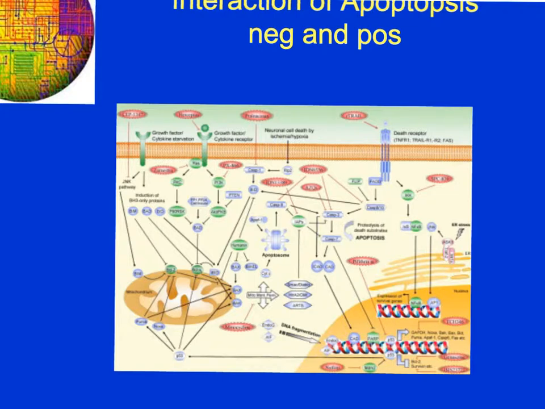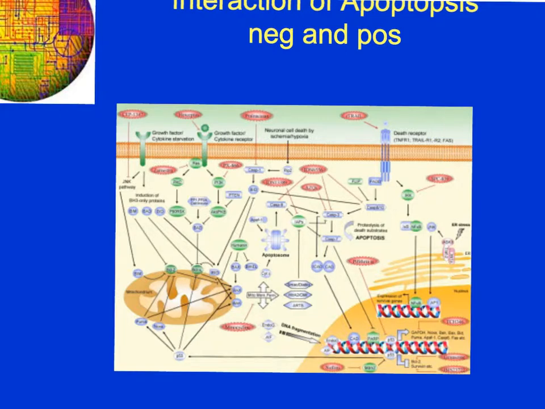And of course, it's not simple, right? There's a lot that's going on and what has to happen in order for apoptosis to occur. And here they're also showing some of the organelles where all of this is working. Okay, any questions about that?